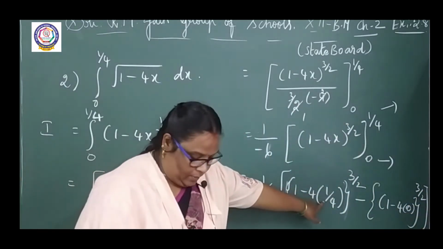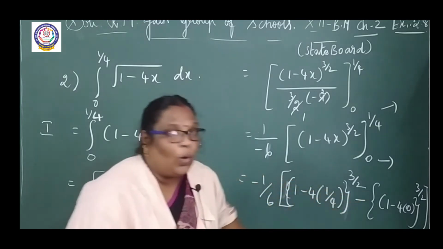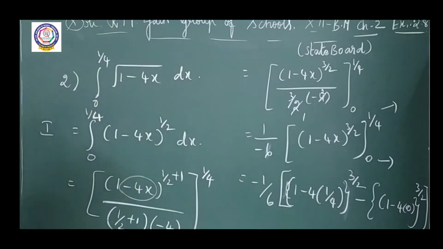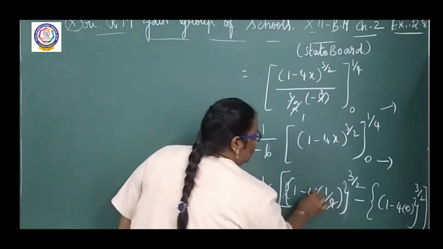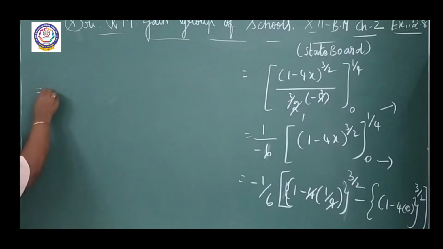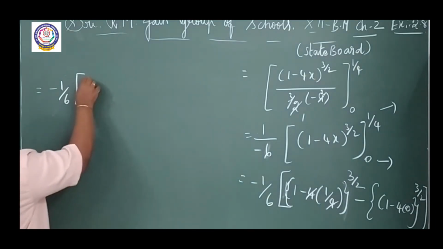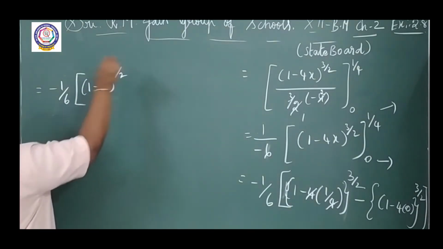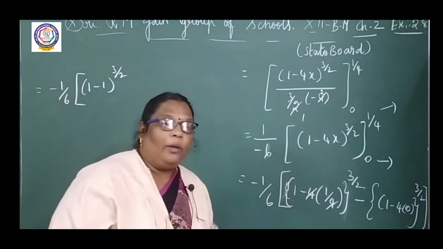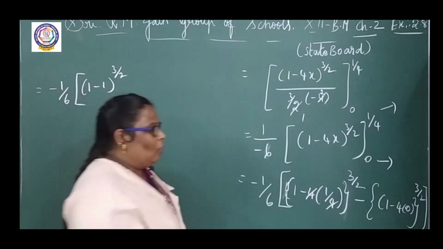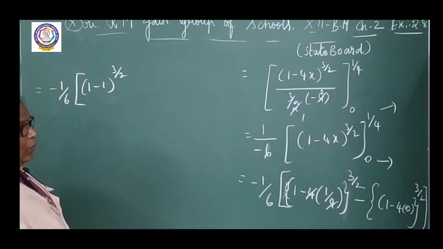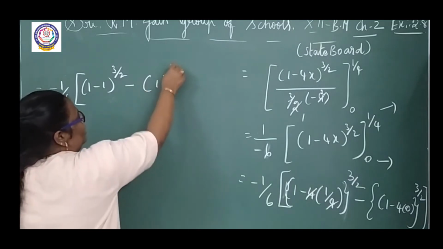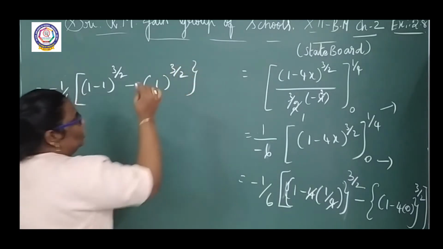Upper limit is 1 by 4, lower limit is 0. The 4s get cancelled. So what is the answer? Minus 1 by 6 into 1 minus 1 whole power 3 by 2, minus 4 into 0. 0 into any number gives the value 0. So minus 1 power 3 by 2.